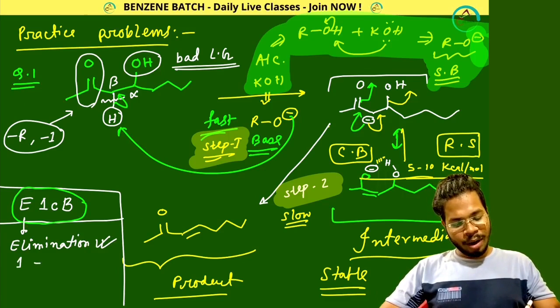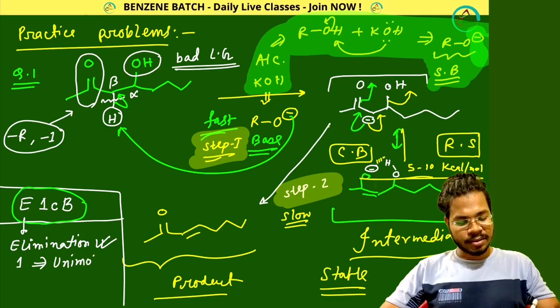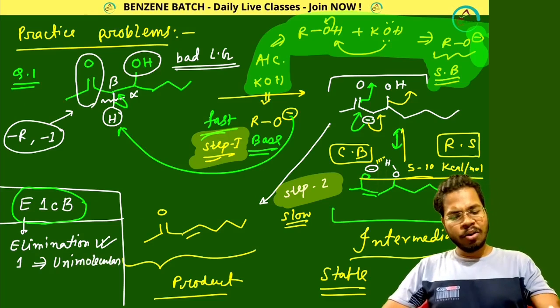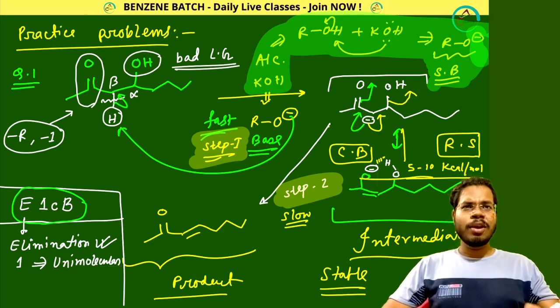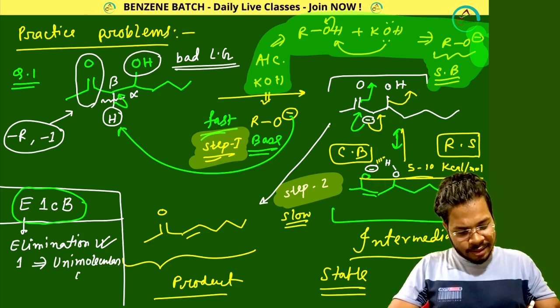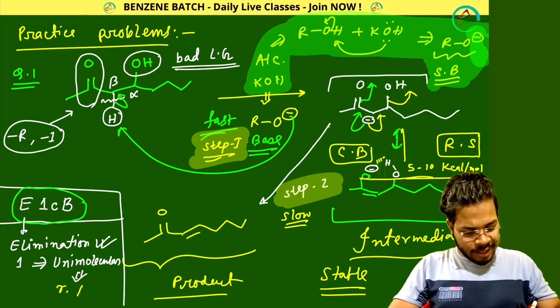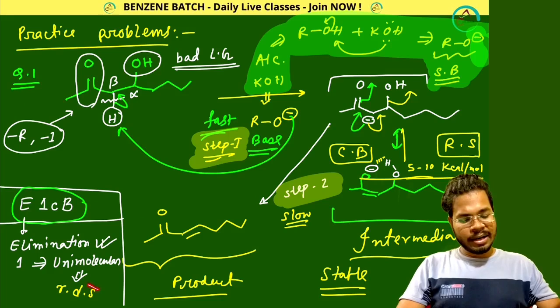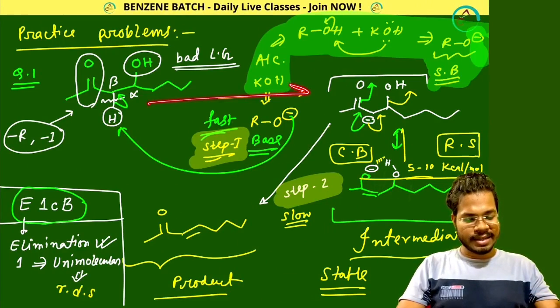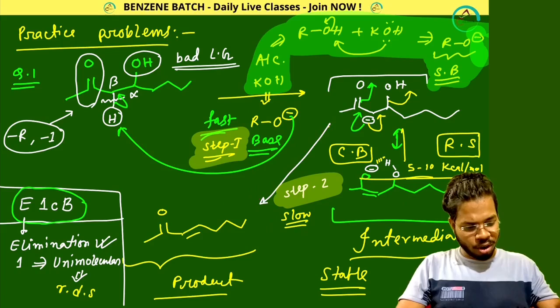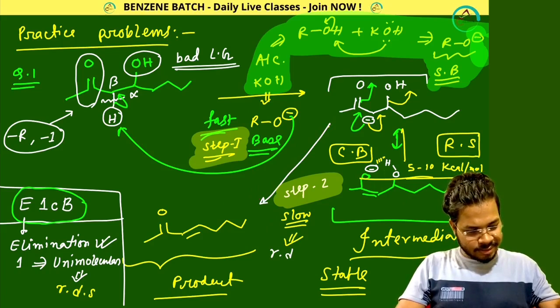Second, 1 means what? It is called unimolecular reaction. What do you mean by unimolecular? Unimolecular means unimolecular in the slow step, or RDS step. So tell me, step 1 in this E1cB reaction is what? Step 1 is my very first step, so I shouldn't consider it. But step 2 is the slow step, which is also called the RDS step.